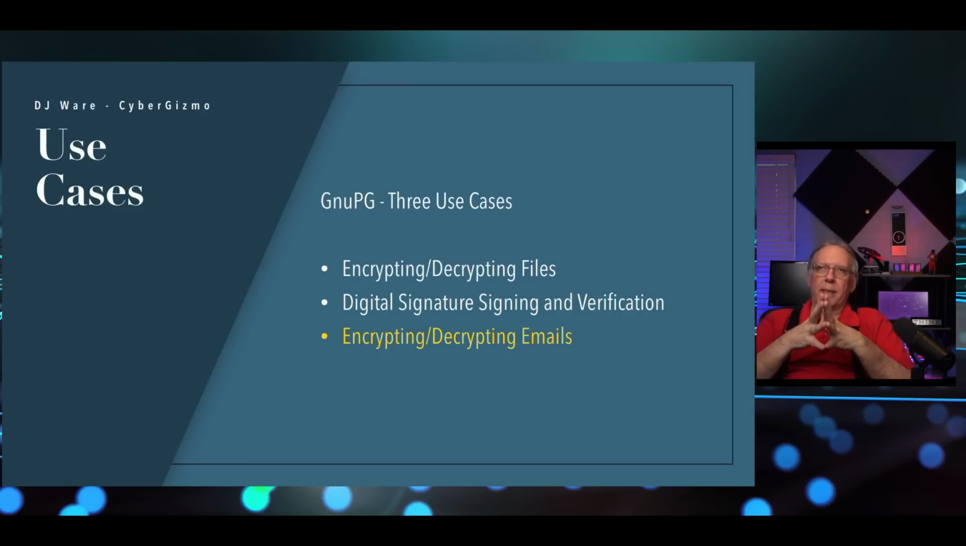There are probably more use cases, but these are 3 of the main ones. Of course, encrypting and decrypting files, we're going to cover that one. We're going to cover digital signatures, both the signing and the verification of those. I'm not going to try to go after encryption and decryption of emails. That gets into configuring your email client. There are so many different ones, and they all act differently. If you're interested in that, GnuPG has documentation for a lot of the major ones that'll help you set up your email to do that.